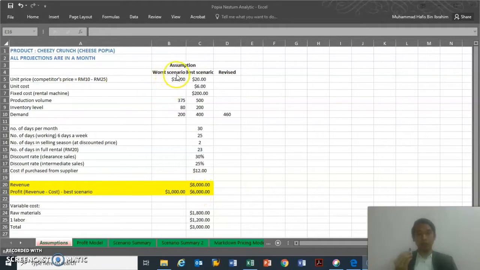While for the worst scenario, my unit price is 15 ringgit, my production volume is 375 units, my inventory level is 80 units, my demand for the product is 200 units, and my profit is 1,000 ringgit.